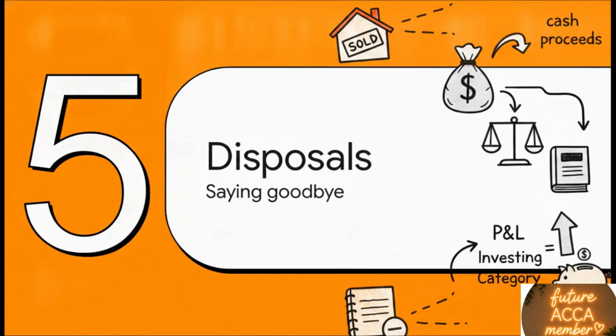Eventually, of course, you're going to say goodbye to the asset and sell the property entirely. The gain or loss is super simple. It's just the net cash proceeds you receive minus your latest carrying amount on the books. And that difference goes straight to the investing category in your profit or loss statement.